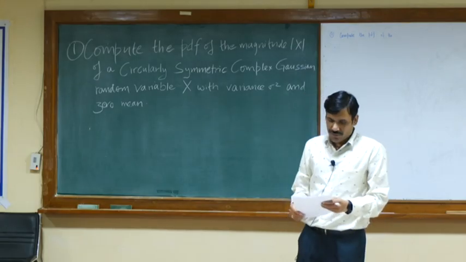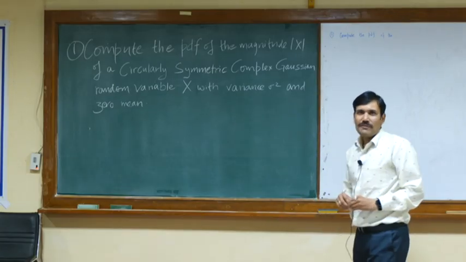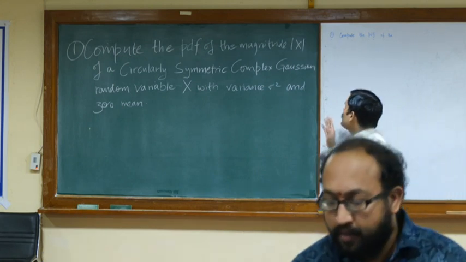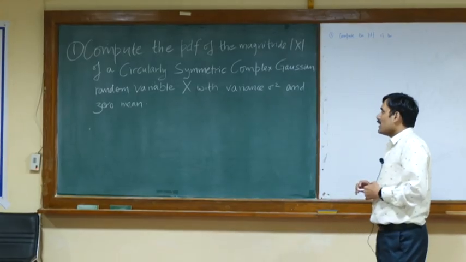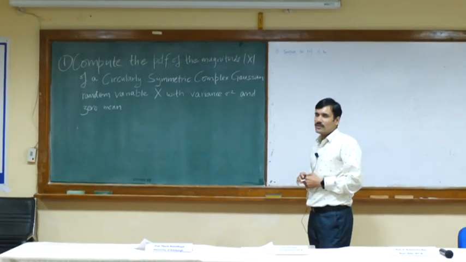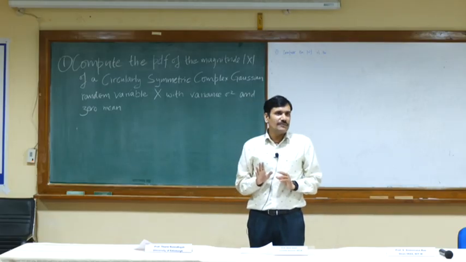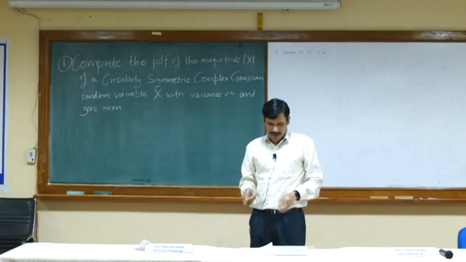So the first question is: compute the PDF. Everybody knows what the PDF is? Probability density function of the magnitude x of a circularly symmetric complex Gaussian random variable x with variance sigma square and 0 mean. Everybody is familiar with random variable, right? Okay.